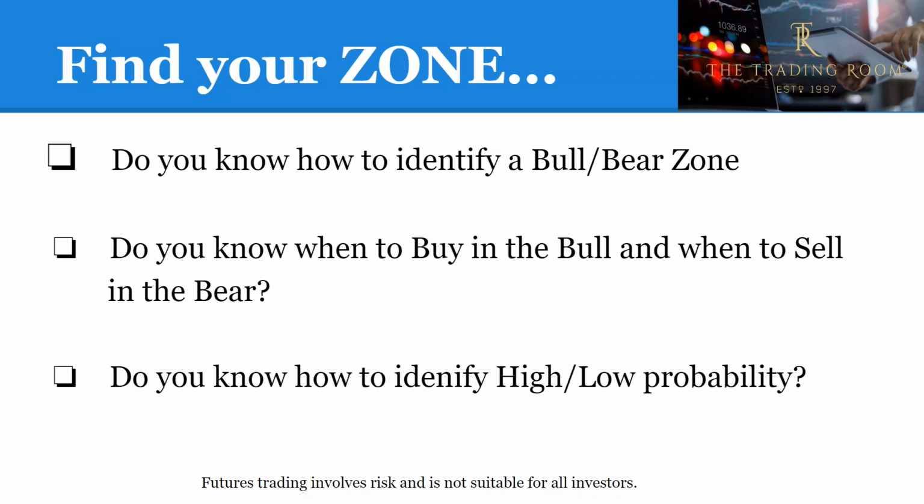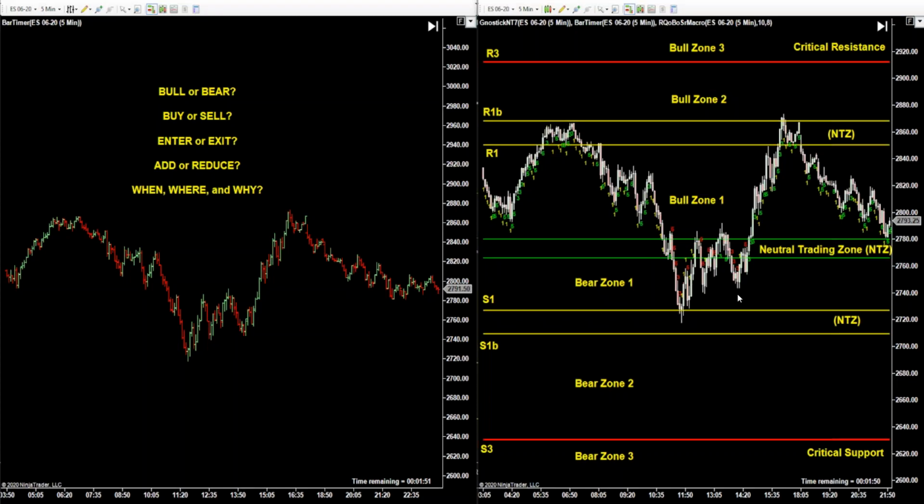So do you know when to buy and when to sell? Do you know if you actually are in a bull or bear zone? We're going to help you with that. And we're going to also help you identify if you have high or low probability in the trade decisions that you're making. On the left-hand side, what you're seeing is what I like to refer to as a naked chart. That would be the S&P. When I took this snapshot, nothing on it. Very hard to identify where to buy, where to sell, where to add, where to reduce, all those questions I have on the screen there.